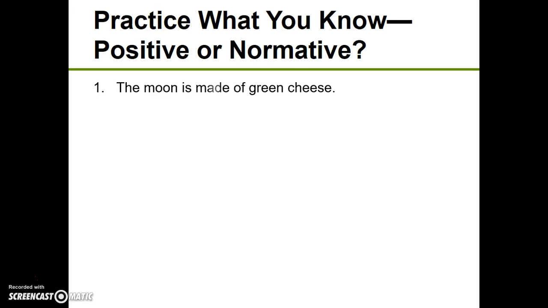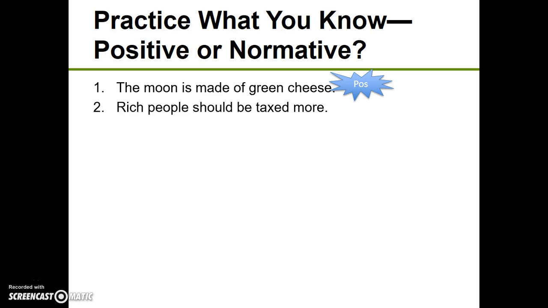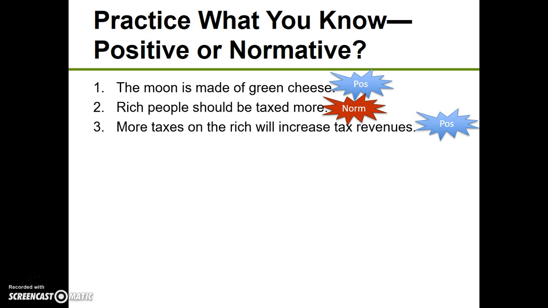So just to practice a little bit, here are some examples of positive or normative statements. The moon is made of green cheese. This is a positive statement. It's false, we know, but it's positive because we can, in fact, test it and see if it's true or false. Rich people should be taxed more. This is a normative statement. We can't really test whether or not they should be taxed more. We could test maybe some of the effects of taxing them more, but the statement they should be taxed more is an opinionated statement. It's a normative statement.